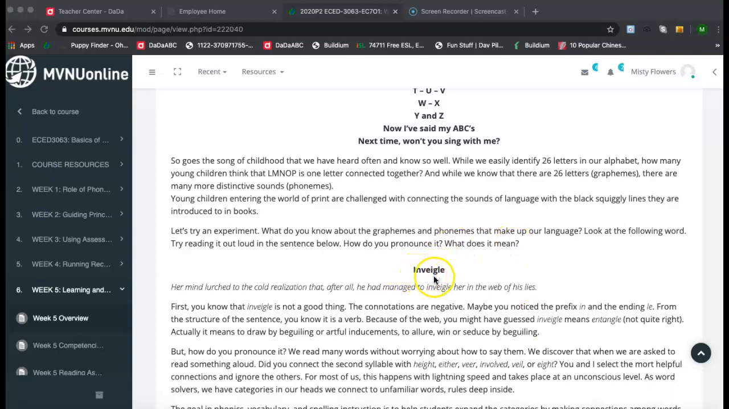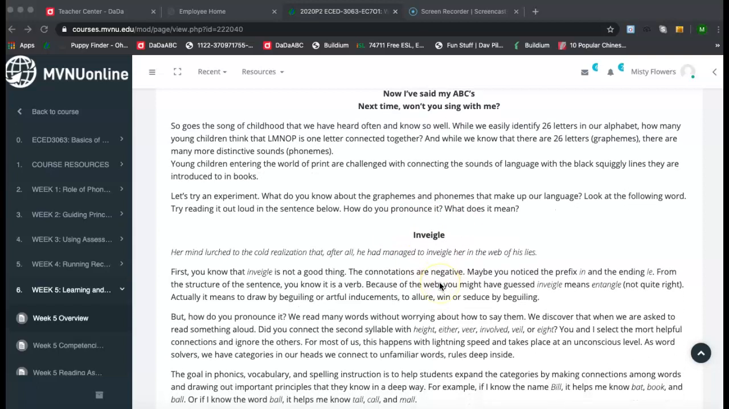When we look at this word inveigle, that VEI is much like veil. Inveigle. That's one of our clues.